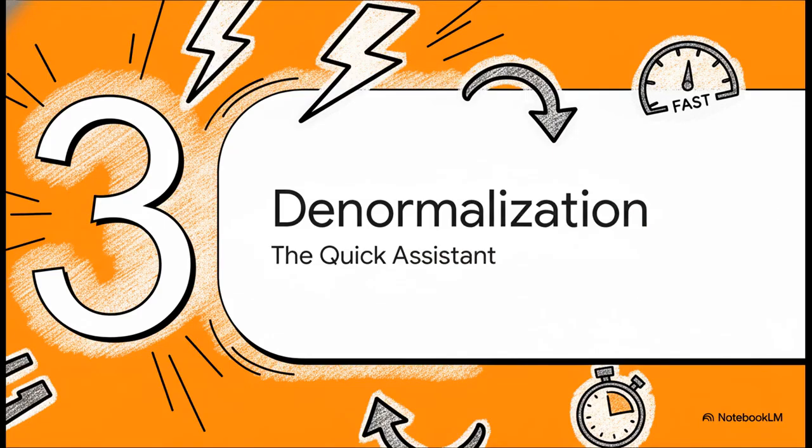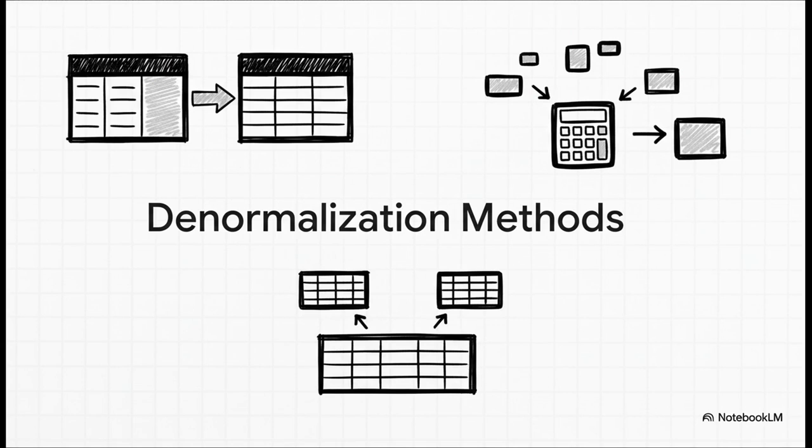But what if tidiness isn't your #1 priority? What if all you care about is speed? Well, it's time to meet our second philosophy, denormalization, the quick assistant who is all about getting you answers and getting them to you fast. So denormalization actually breaks the rules of tidiness on purpose, and it does it for one reason: speed.